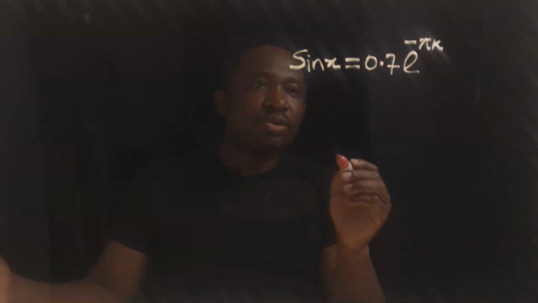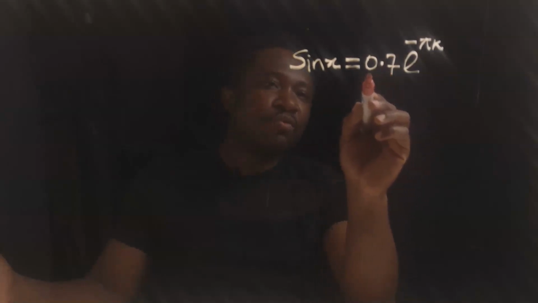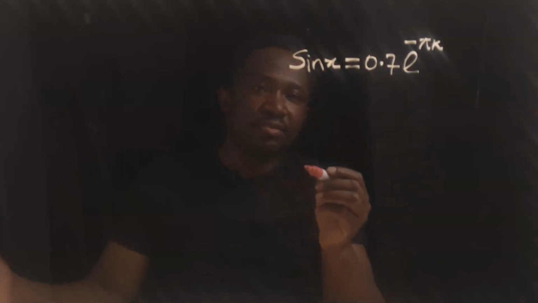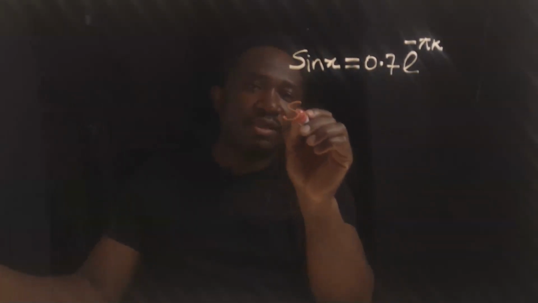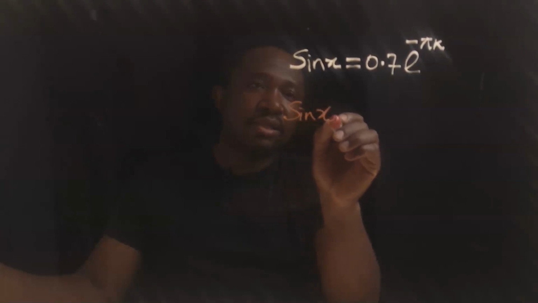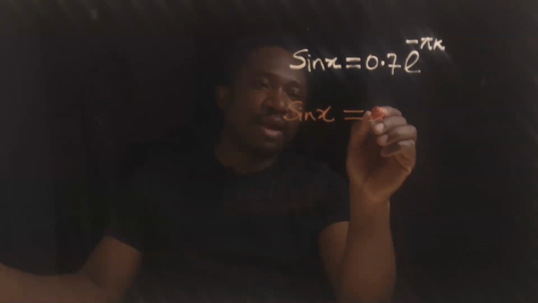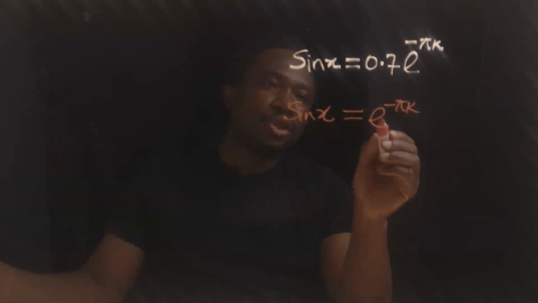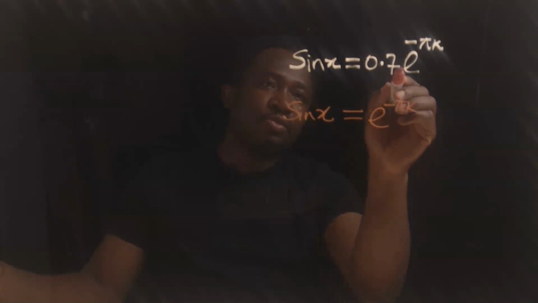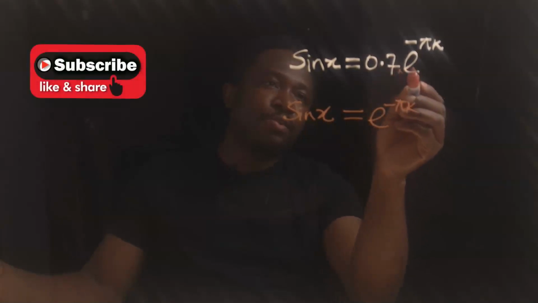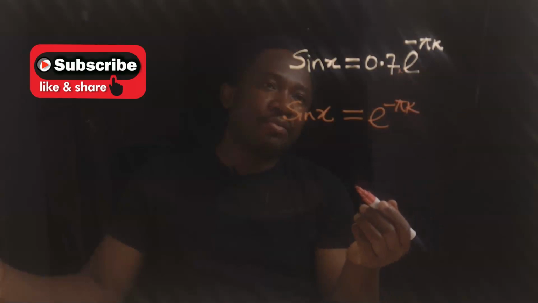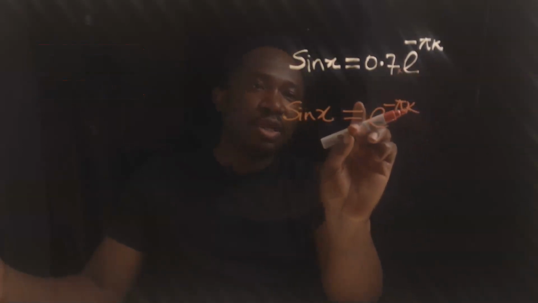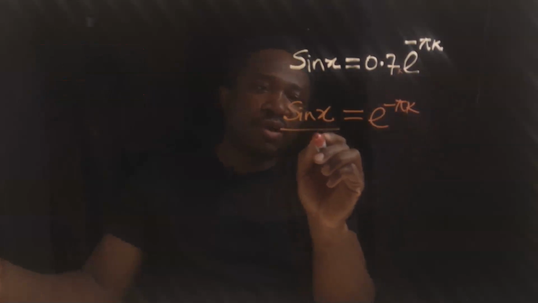The first thing we are going to do is to remove 0.7 on this side to move to the other side. And we're going to have sine x divided by 0.7, here we're going to have exponential minus pi k. 0.7 is multiplying exponential minus pi k. When a multiplying variable moves across the equal sign, it will divide.